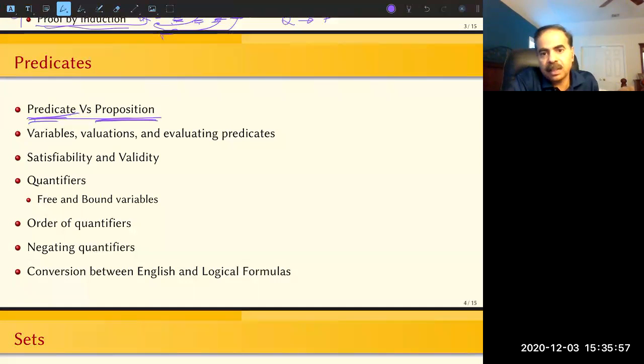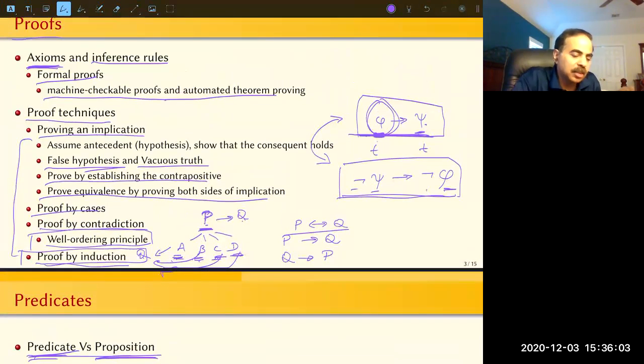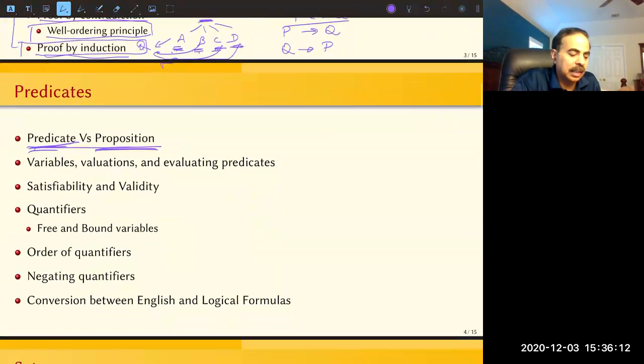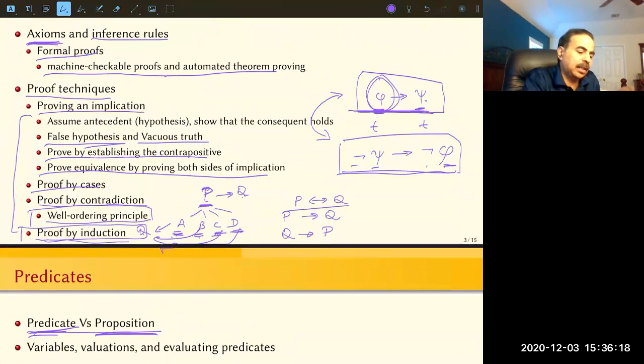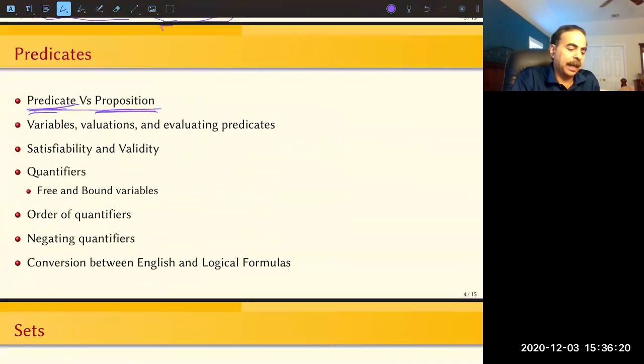Whereas in the case of predicate formulas, you may or may not be able to prove the things that you want, right? Which is why we learn all these proof techniques, because often we want to prove things over infinite sets. And so we can't express them as propositions. We express them as predicates and then use some of these techniques for proving them.